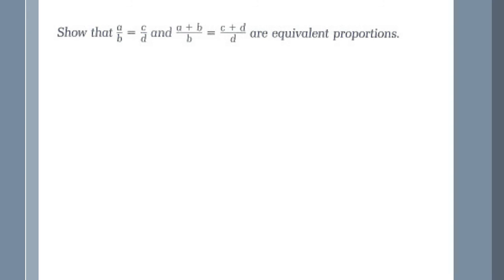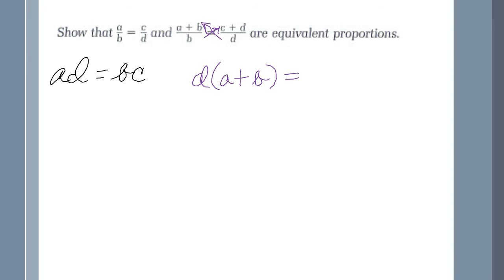Okay, show that a over b equals c over d, and that a plus b over b equals c plus d over d are equivalent proportions. So again, we do the same thing. We cross multiply. When I do my cross multiplication over here, I've got AD equals BC. And we're going to come over to this other side and do the cross multiplying here. I'm going to multiply this one and this one. So D times A plus B is equal to B times C plus D.